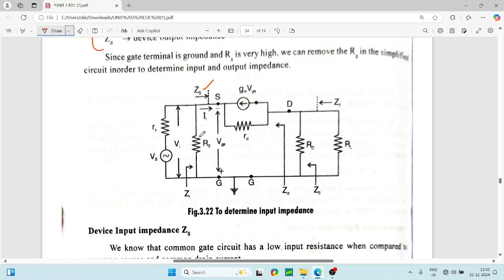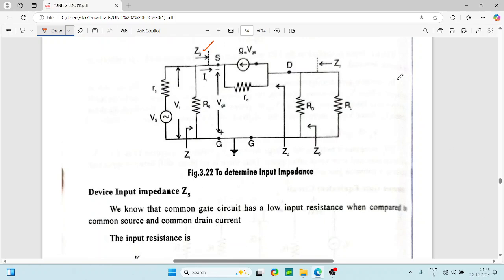Okay. Now we are going to find the impedance here. So ZS, that is input impedance. What is it? Input voltage by input current. Input impedance is equal to input voltage divided by input current. This is your input voltage, this is your input current. The I indicates input, so VI by II. Now what is this VI? VI is equal to VGS.